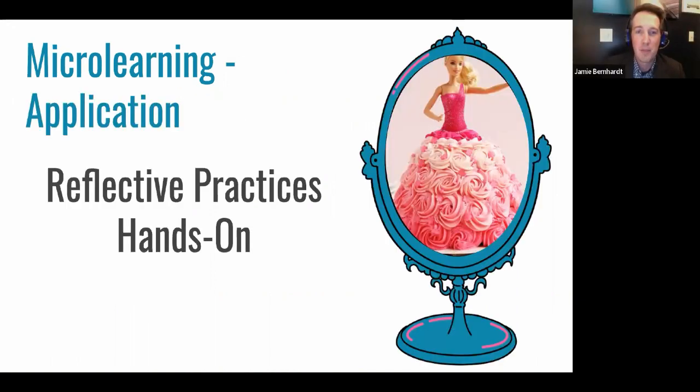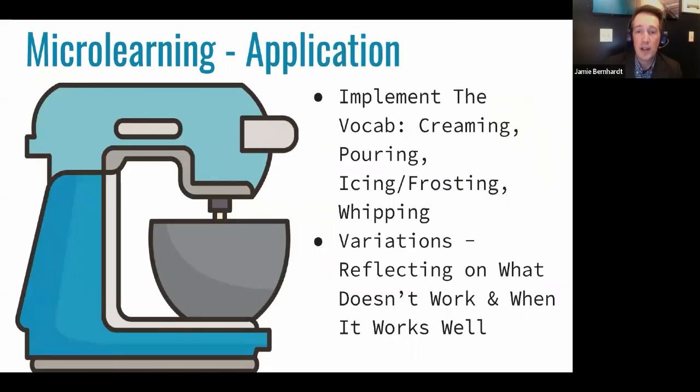Sure. Microlearning design with reflective practices and hands-on opportunities will better support knowledge application. When applying your knowledge in preparing a cake, you will implement the previously acquired vocabulary such as creaming, pouring, icing, frosting, and whipping. You recognize the variations and reflect on what doesn't work and when it works well. This reflection will better support the application of knowledge.